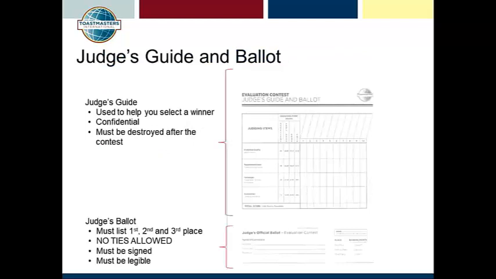This is how the ballot is laid out. We have the judge's guide at the top, used to help you select a winner. It is confidential, and you must destroy it after the contest. It is not to be shared with anyone. This is the judge's part where they're marking based on the different criteria. And on the judge's ballot at the bottom, you must allot a first, second, and third place. No ties are allowed. It has to be signed, and it must be legible.